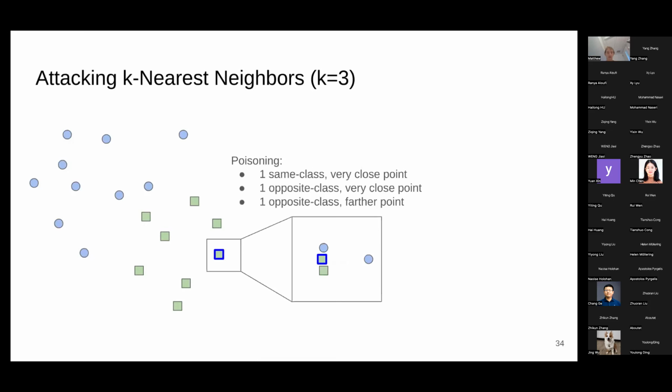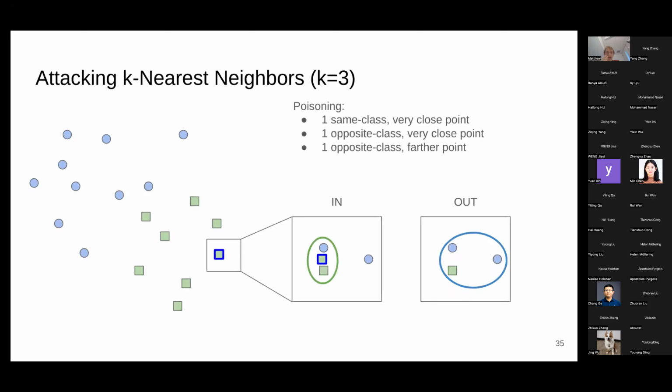We're going to add 3 points into the training set. One of them is going to be from the same class. It's also going to be a square, and it's going to be very, very close to this example. The other one's going to be from the opposite class, and it's also going to be very close to the example. And then one is going to be also from the opposite class, but we're going to put it a little farther away, but not so far that there's any other training example near this point.